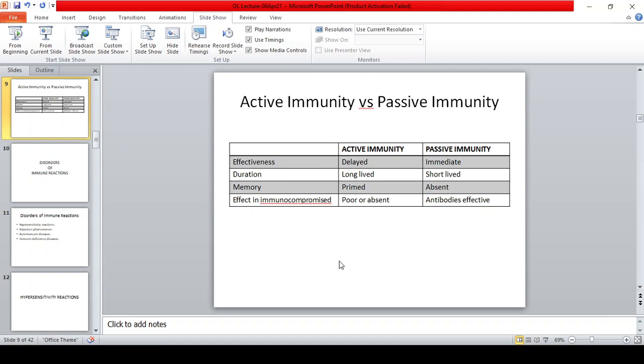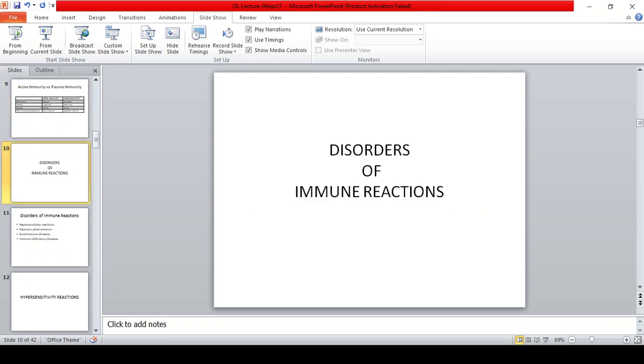And active immunity has a poor or absent effect in immunocompromised persons, but the antibodies in case of the passive immunity are effective in immunocompromised individuals. So this is a comparison of the active immunity versus the passive immunity. Now let's move on to the disorders of immune reactions.